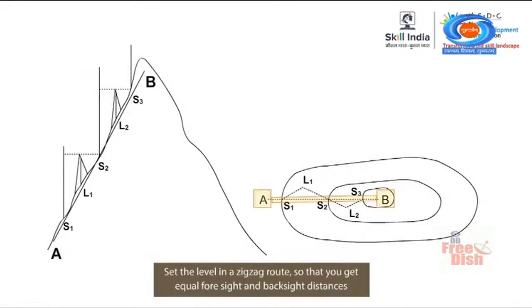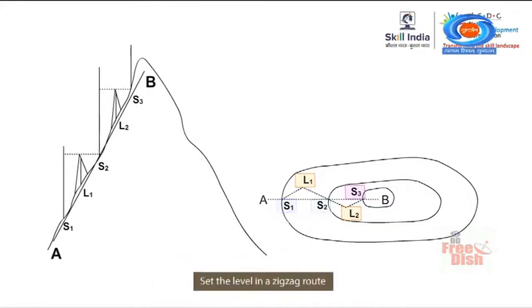For example, if AB is a line on the slope along which leveling must be carried out, then L1 and L2 are the positions of the level on the slope, and S1, S2 and S3 are the positions of the staff. So remember, to solve the problem of leveling on a steep slope, set the level in a zigzag route so that you can get equal backside and foreside distances.